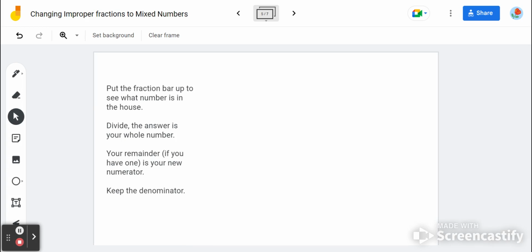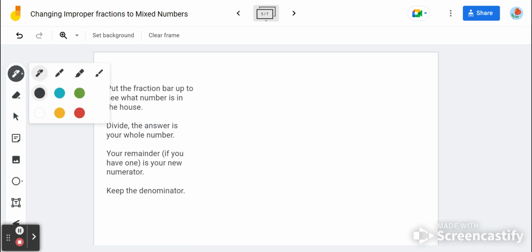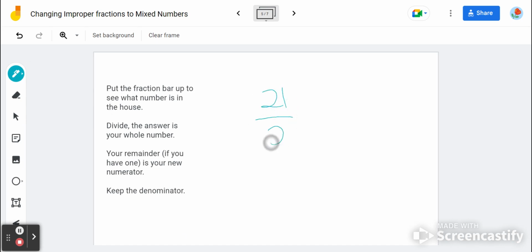Okay, today we will be learning how to change improper fractions to mixed numbers. If I have the fraction 21 divided by 2, I like to tell students that the fraction bar is a dividing line. It indicates division here. So this is ultimately the same as 21 divided by 2.